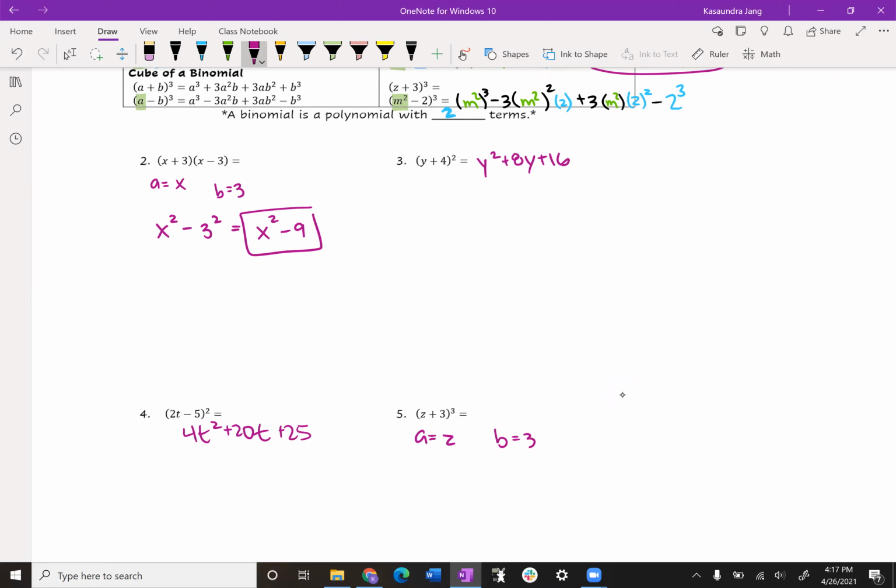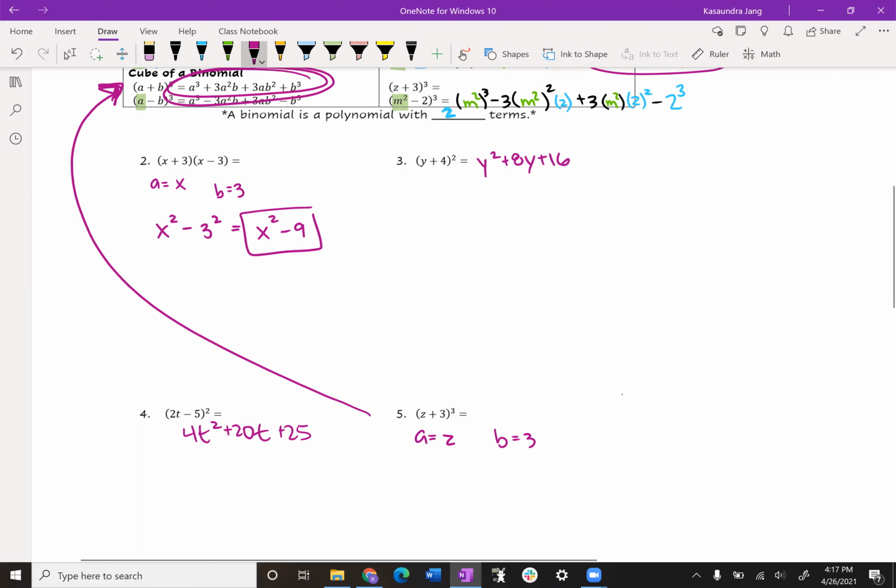Okay, so again, I'm looking at that top one there. I've got (a plus b) all cubed. So according to this formula, right here, I've got the a cubed. Again, we already said my a was a z, so like (z) cubed. Plus, next up is the 3a squared b. 3a is a 3z again, so like (3z) squared b, and my b was a 3.